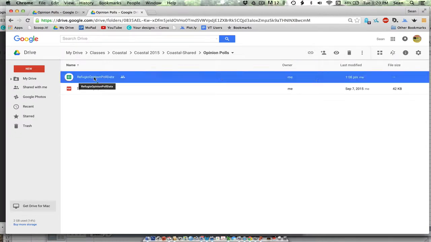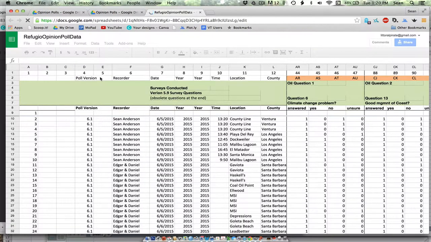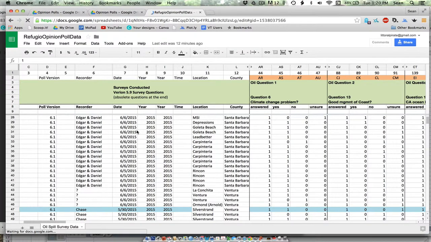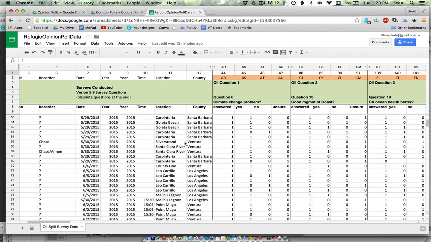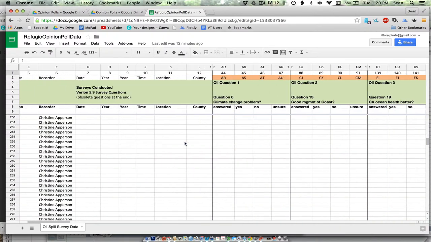But if you click on our Google Sheet here, this is going to have our communal data set. What you'll see in there is initially populated the data that we collected this summer in the immediate wake of the Refugio spill. And you can scroll right, left, etc. If we scroll down, we'll get to the bottom of all that.